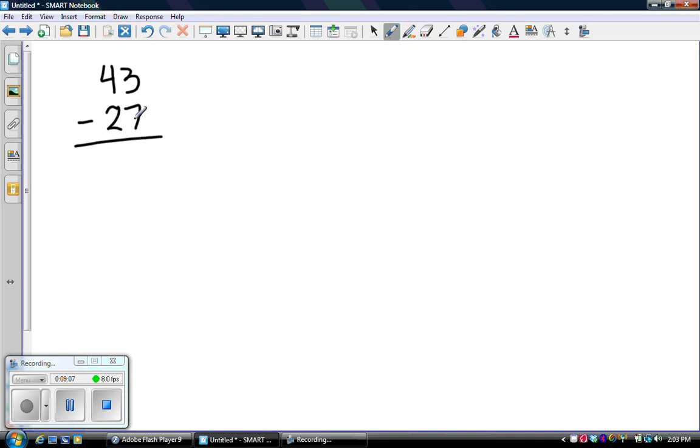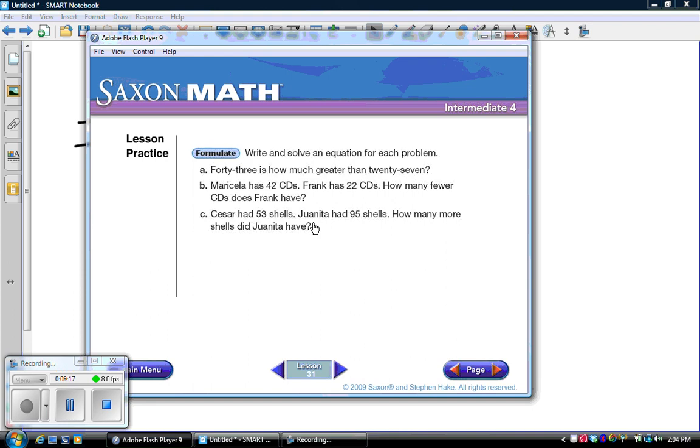We need some help here. Let's borrow. 13 minus 7 is 6. 3 minus 2 is 1. So this is our answer. 43 minus 27 equals 16. Now let's look at B.